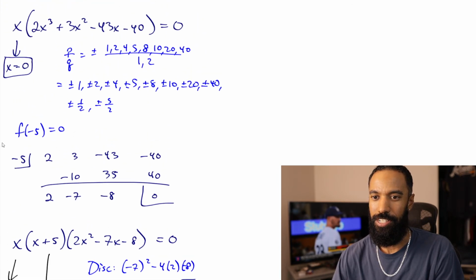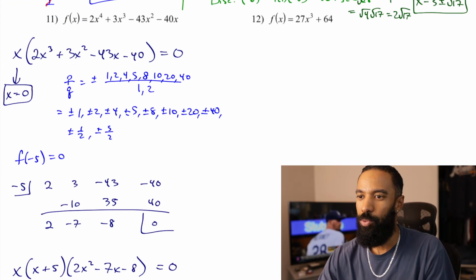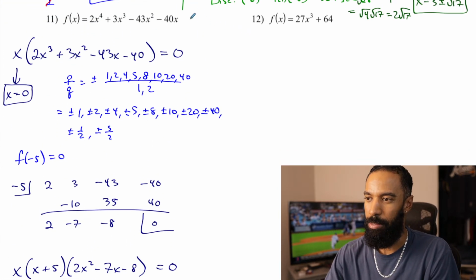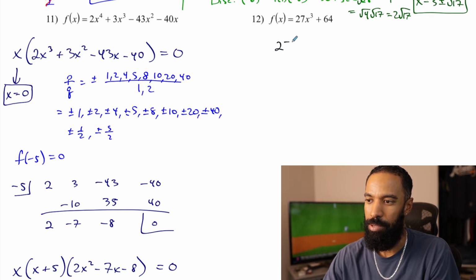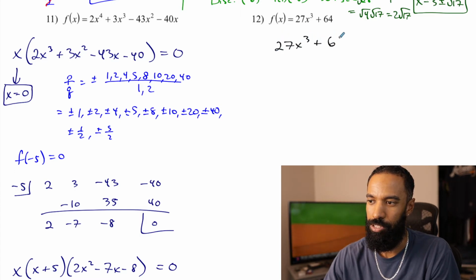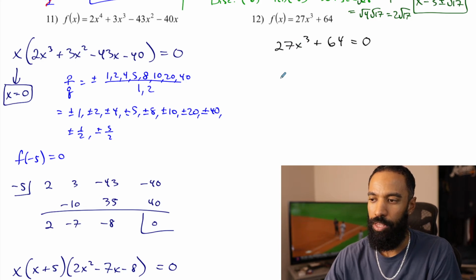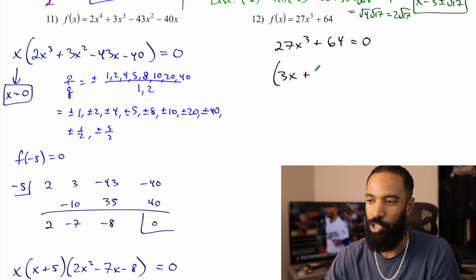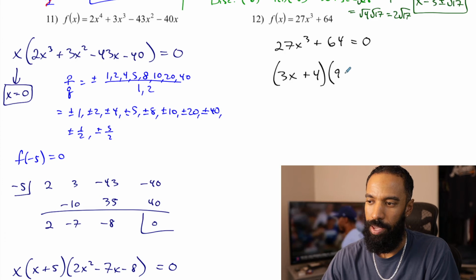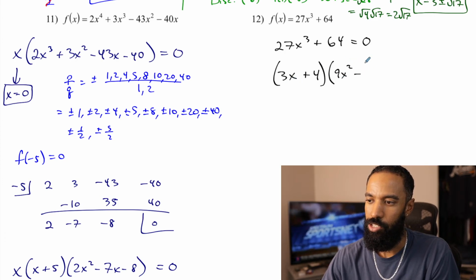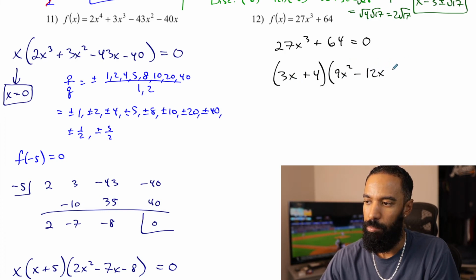All right. Yeah, definitely not going to finish on time here. That was just number 11. Number 12 can go pretty fast, though. I'm already seeing a sum of two cubes, and hopefully you can see the same thing as well. 27x cubed plus 64 equals 0. We're cubing 3x right there, and we're cubing 4 right here. So now we get 3x plus 4 times 9x squared minus 12x plus 16.